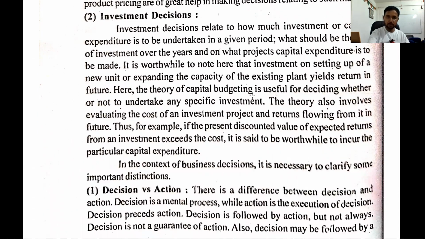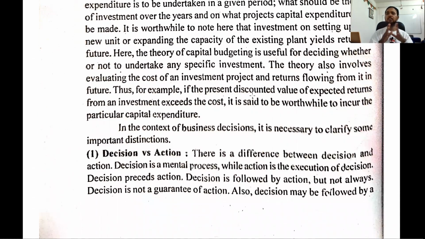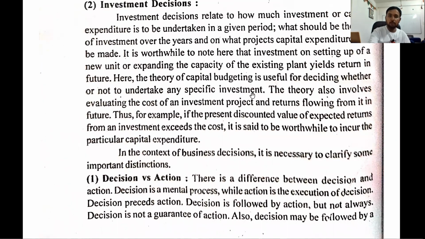Now we have the next point, that is decision and action. What does it mean? Decision means we need to decide things earlier before we do them. But once we have decided to do, we need to implement these things, and that we can call the action. So first we need to decide something, that is our mental process. But once we have decided something and we do according to the decision that we have taken, it is called the action.